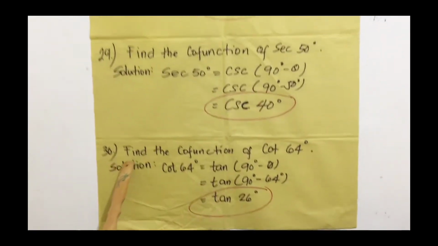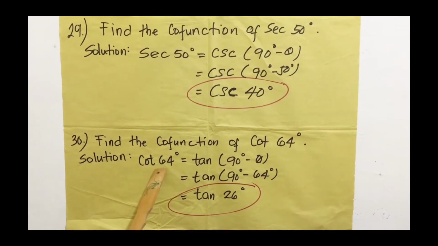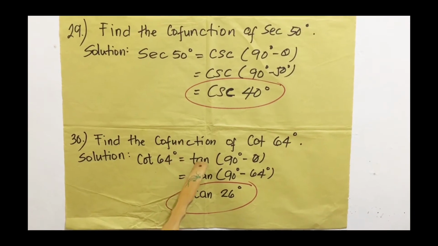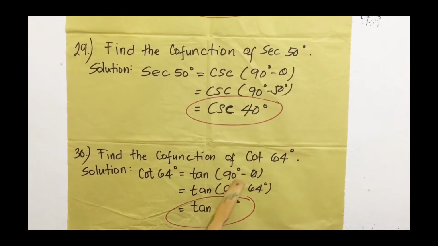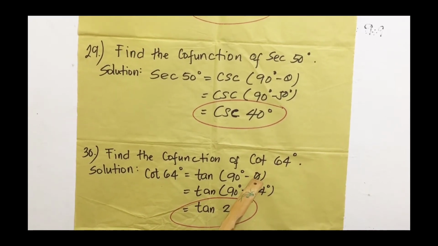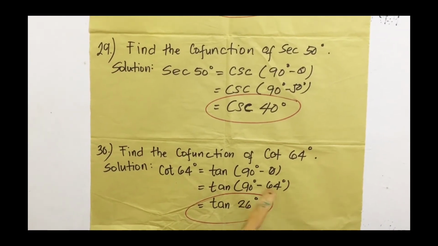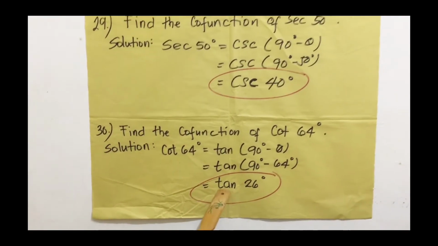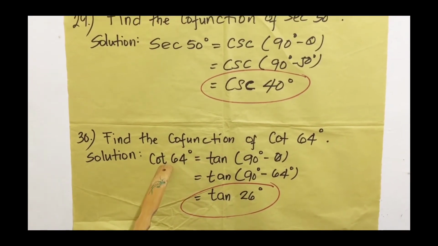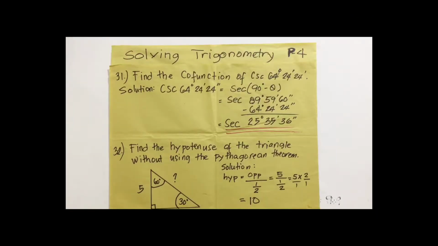Next is number 30. Find the co-function of cotangent 64 degrees. Our solution: cotangent 64 degrees, we copy the given first, is equal to the co-function. The co-function of cotangent is tangent, and the formula is 90 degrees minus theta, where theta represents the angle given, 64 degrees. So we have tangent of 90 minus 64 degrees, and the difference is tangent 26 degrees. So the co-function of cotangent 64 degrees is equal to tangent 26 degrees.